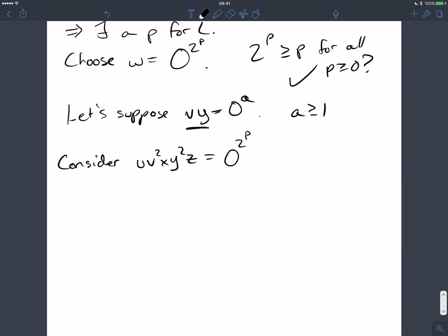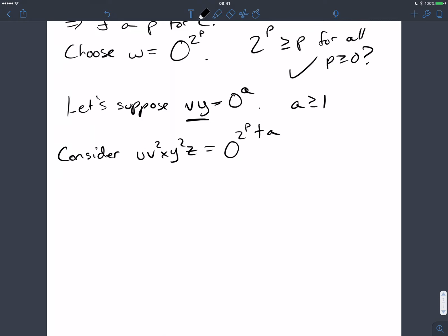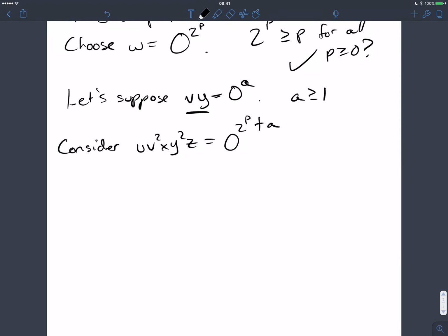How many zeros did I just add? At least one. Oh, but precisely how many? A of them. Thank you. It's just counting. So I'm adding V and Y to the string. I just added A zeros to the string.